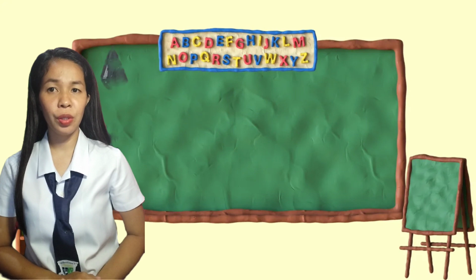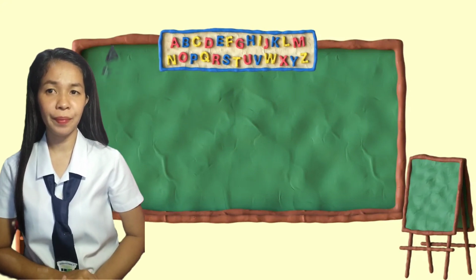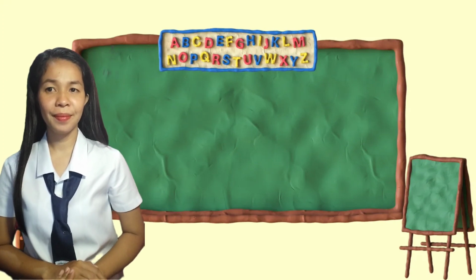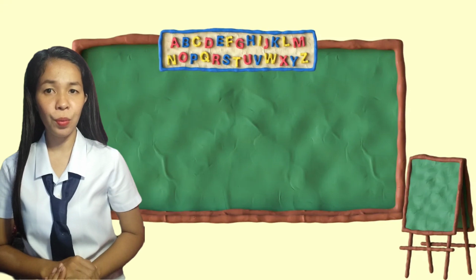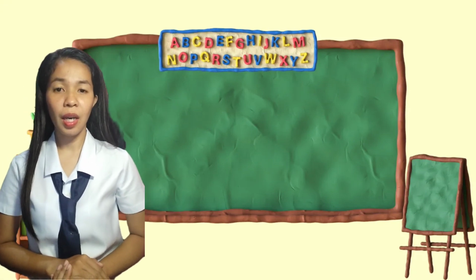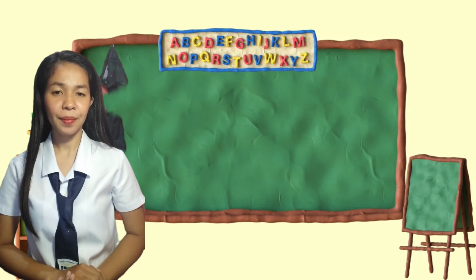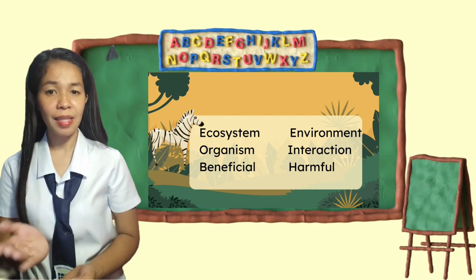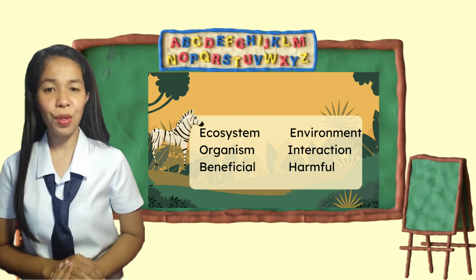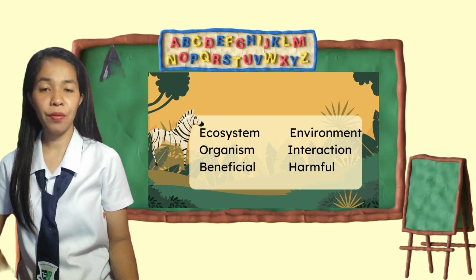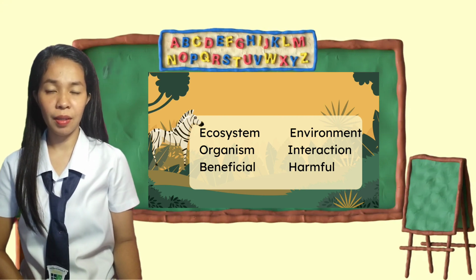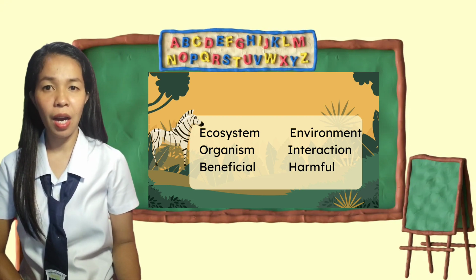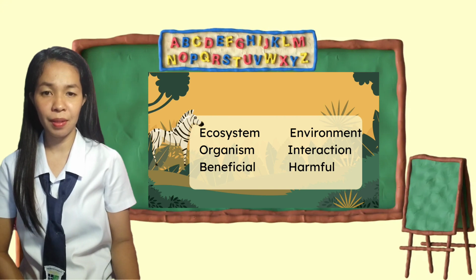Who wants to volunteer to read what interaction they have observed? Yes, Casey? Thank you, Casey. Keep up the good work. What can you say about our activity? The words inside the box can be used to make a statement. Yes, Annie V. Good thinking, Annie B. How about you, Dave? What can you say about our activity? Yes, very good. It is about the beneficial and harmful interaction among organisms.